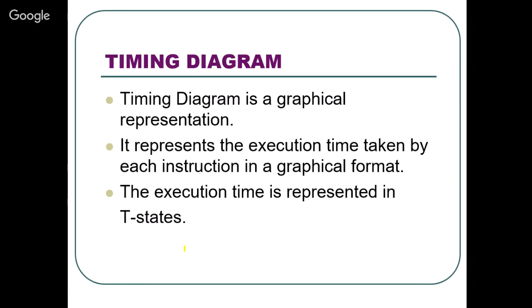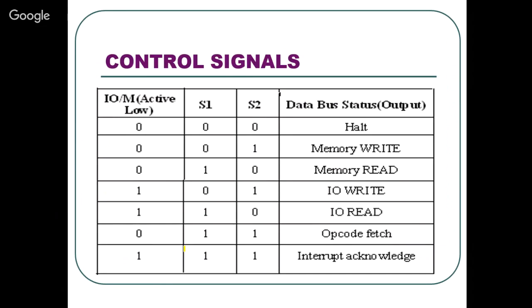So, what is a timing diagram? It is the graphical representation of an instruction's data flow, showing at which step which operation is going on inside the 8085. If we want to show that, then we adopt this timing diagram concept. This is the pictorial view of the operations of the 8085. This is the control signal or status signal of 8085.